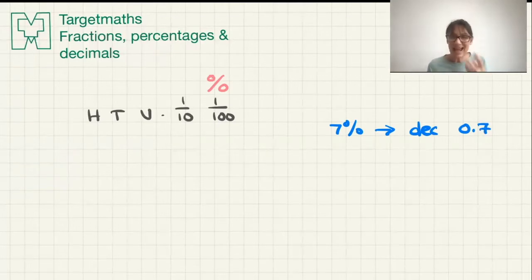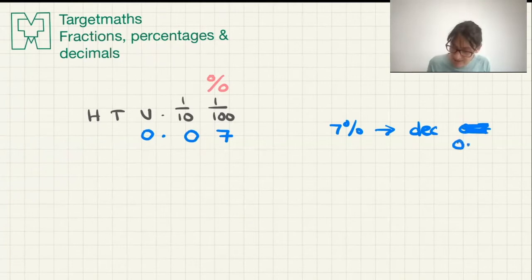7% means 7 out of 100. So the 7 has to live there, 7 out of 100. I then fill in all the way to the decimal point, any gaps. I can't have a decimal point floating around. So I fill in my units as well. And there's the answer. 7% to a decimal is 0.07. So, and they love doing things that are easy for students to go wrong on.